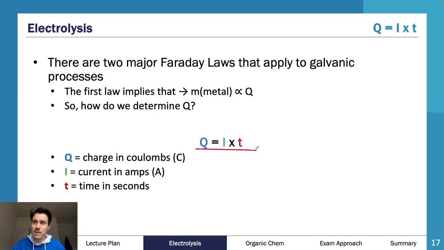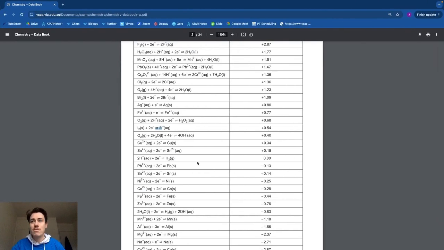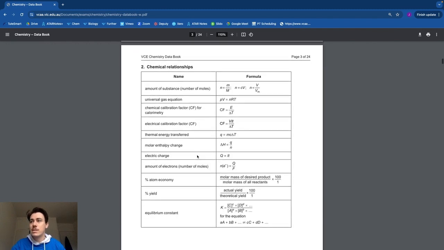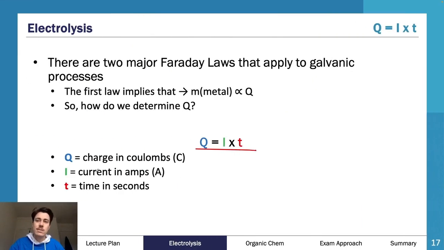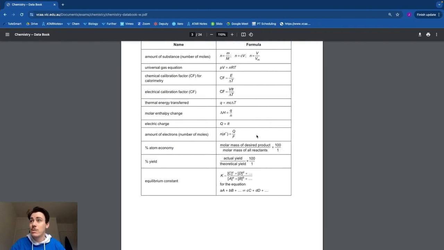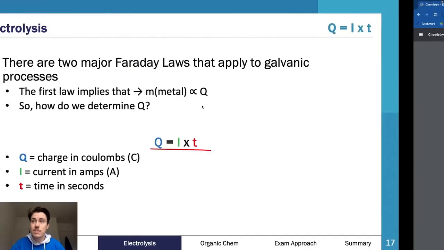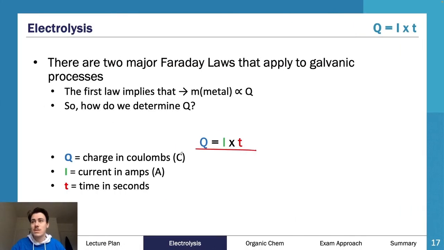Really important you remember this formula. You can find this formula in your data booklet. As you can see, it's right there. But it's also really important to understand that you should know this off by heart. The data booklet doesn't give you the units. You need to know the units.